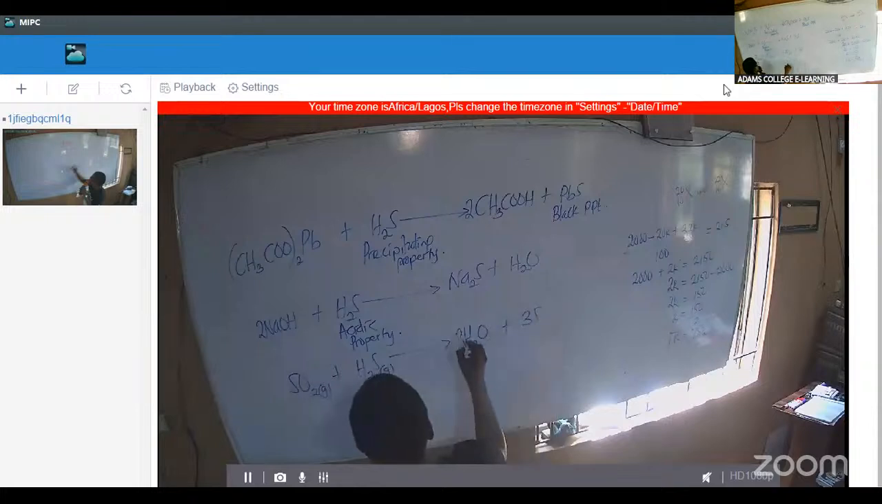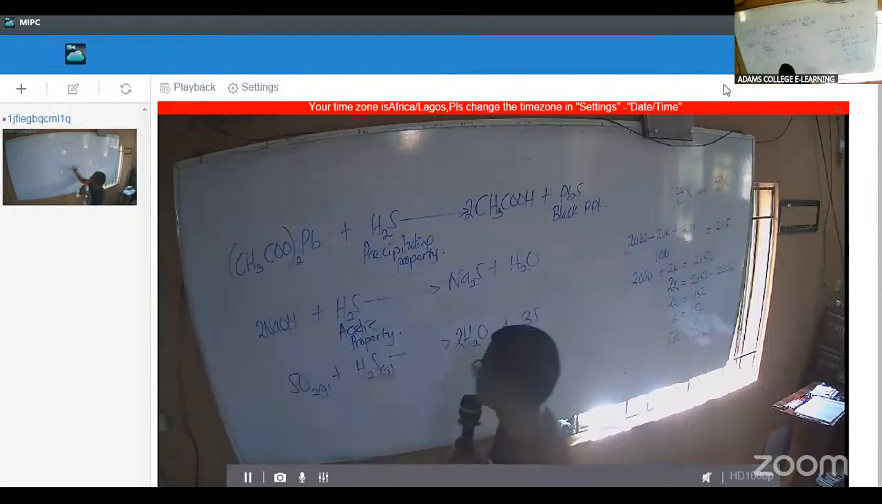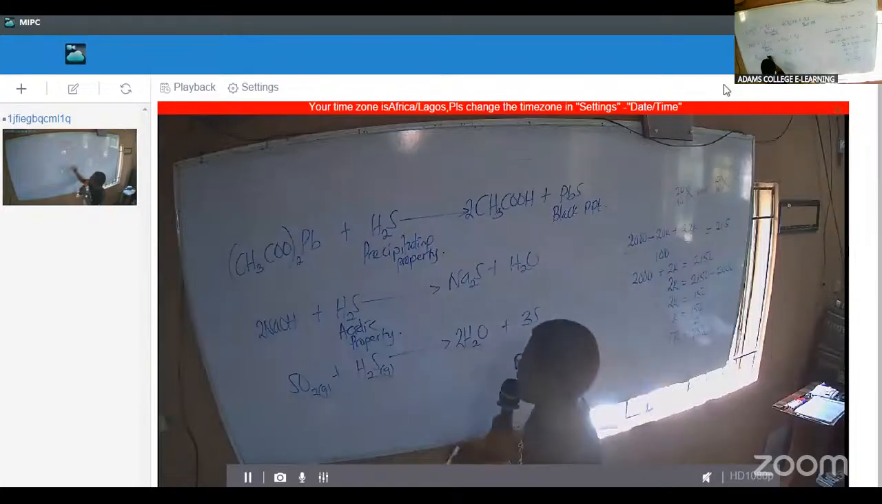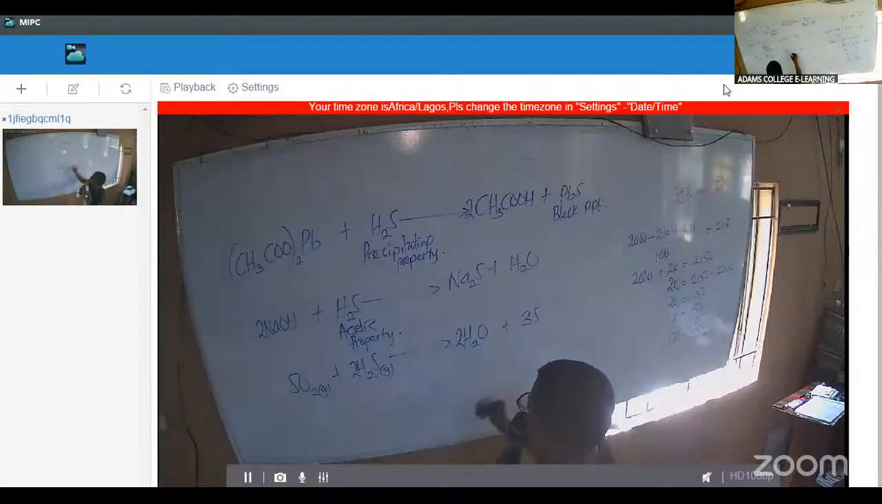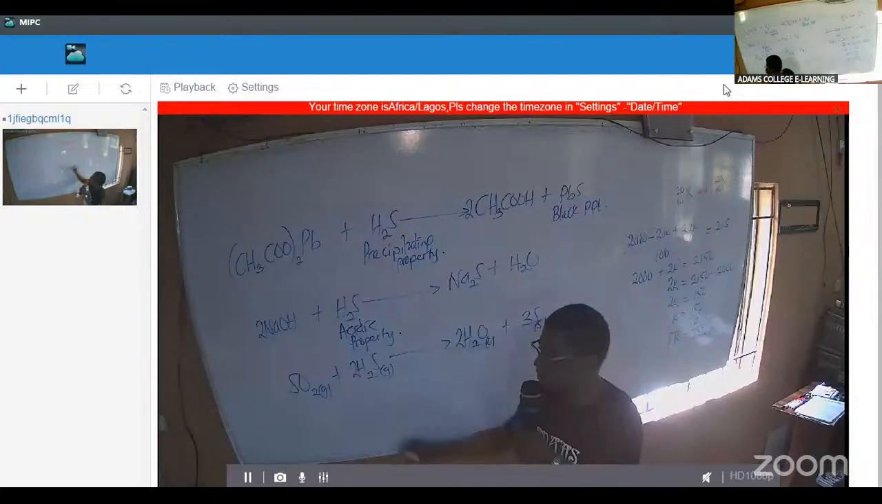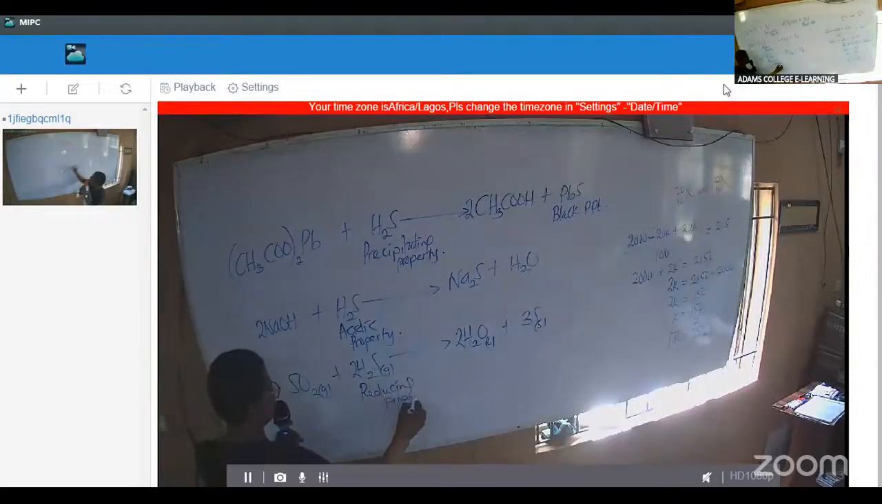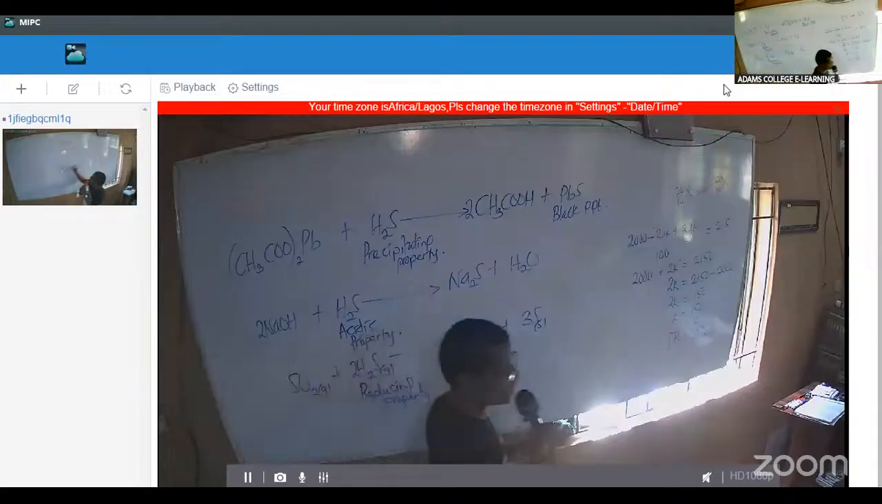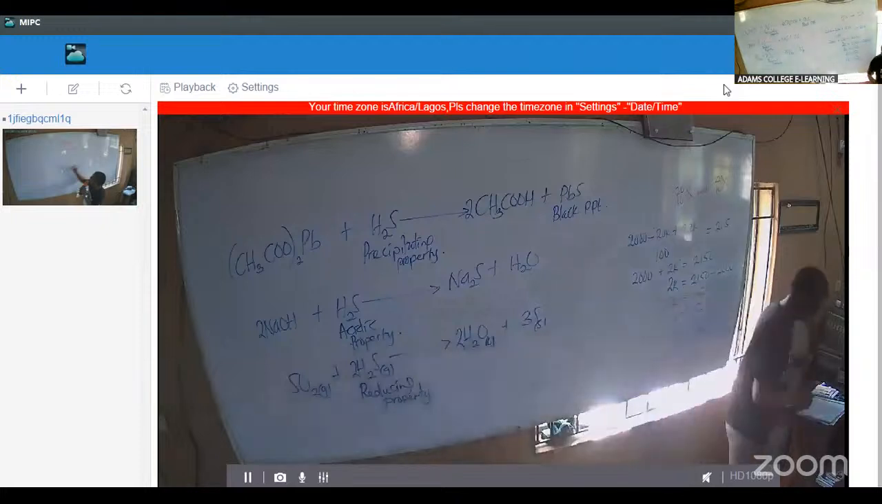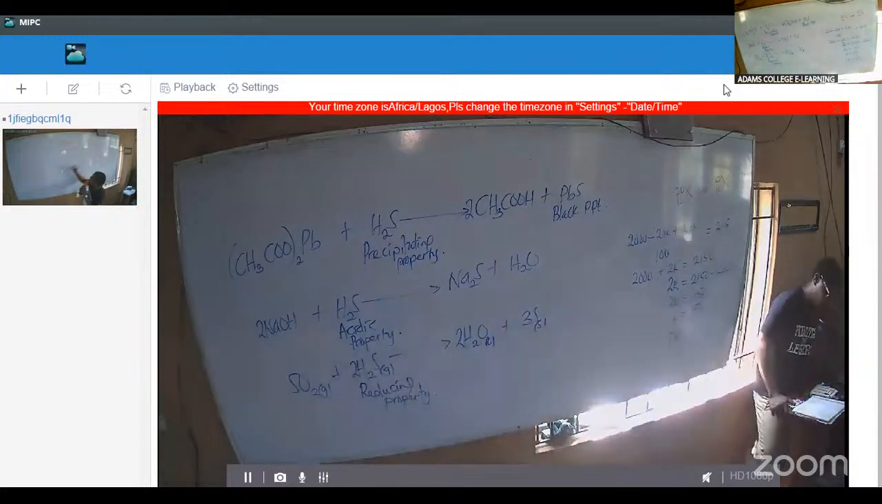So let's balance it. 2, 4 hydrogen. What property is exhibited by hydrogen sulfide here? Reducing property. It means hydrogen sulfide does not bleach. You know, it's only SO2 that can bleach. So the answer is bleaching. It does not bleach.